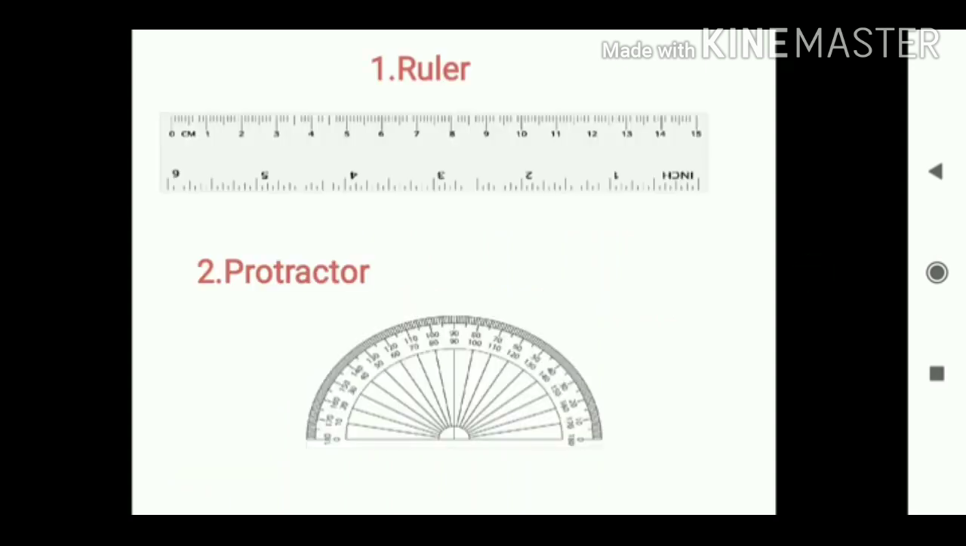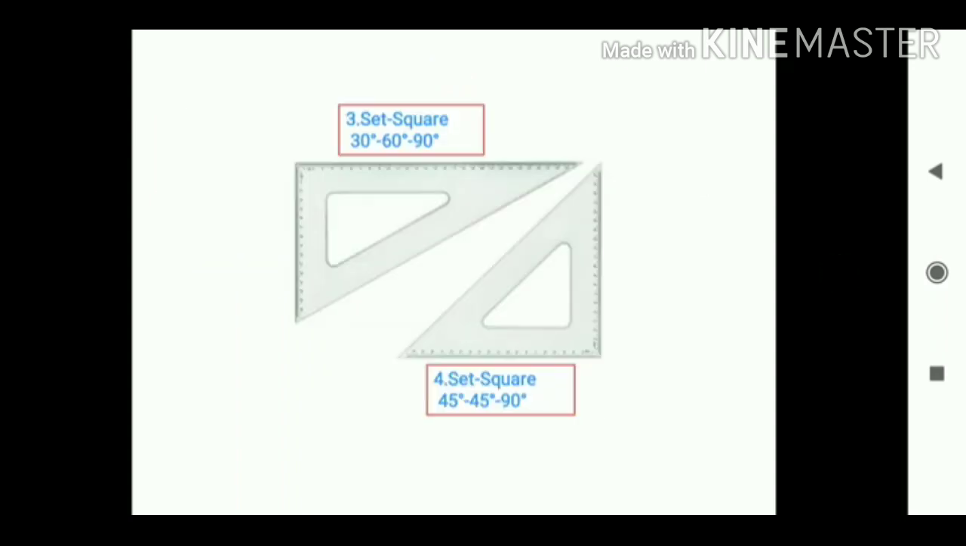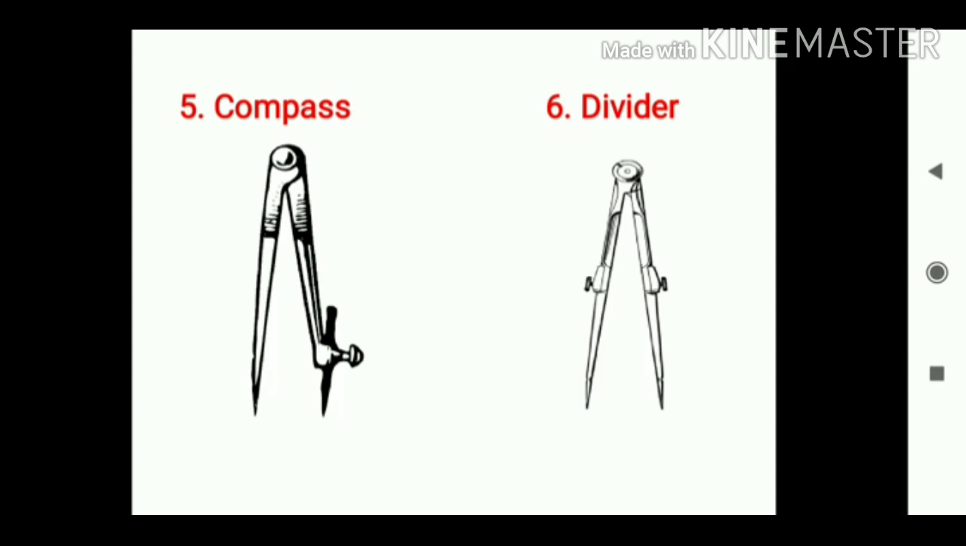The ruler is sometimes also called a scale because it is calibrated using equidistant numbers in centimeter and inch, as you can see here. The second one is protractor, which is in semicircular shape, and the third and fourth are in triangular shape. Set square 30 degree, 60 degree and 90 degree, and the other set square is of 45 degree, 45 degree and 90 degree. The fifth one is compass, where you insert a pencil and draw different types of shapes, especially circular. And the sixth one is divider, which is generally used to compare two line segments or angles even.